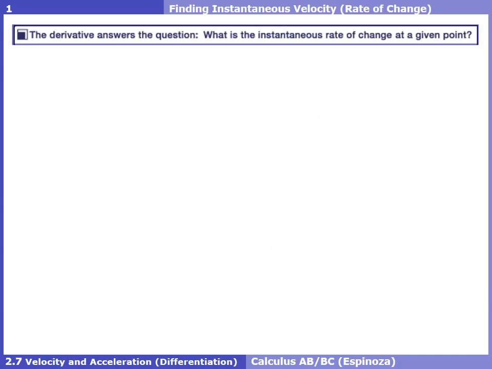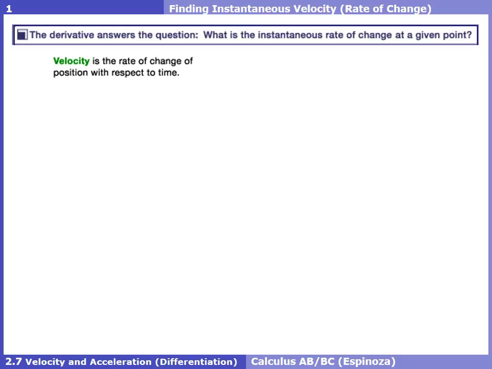So, how do we find instantaneous velocity, which is a rate of change? Well, if you think back to the beginning of this chapter, we found that the derivative answers the question of finding the instantaneous rate at a given point. But before we get into those details, let's talk about velocity a little bit.